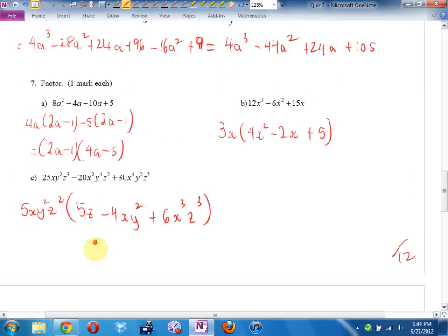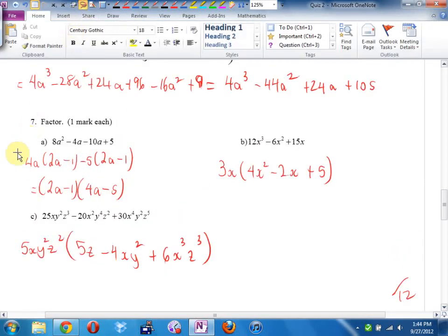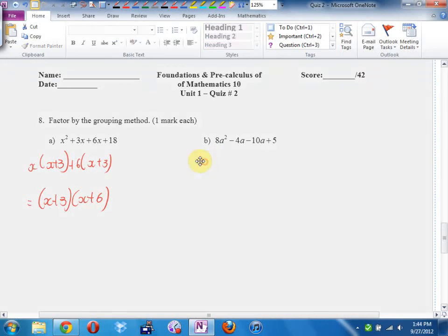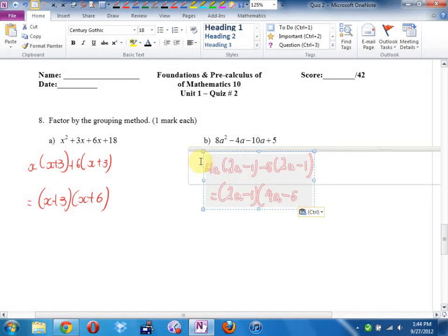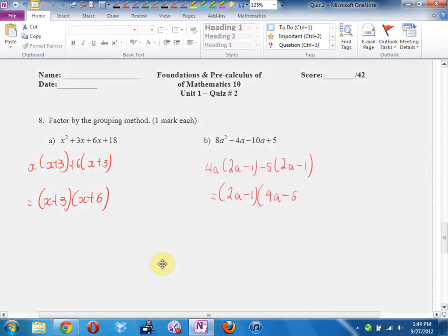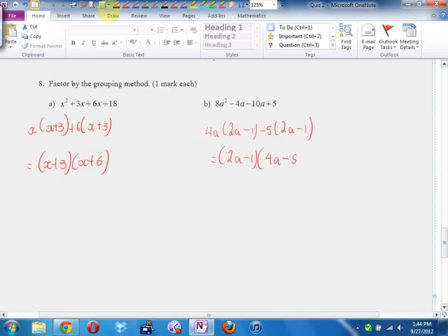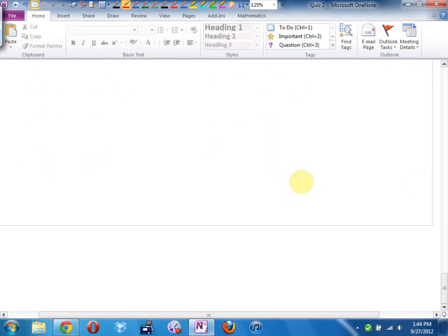B, oh, I'm going to be lazy. Copy. Isn't this cool? Paste. I got that. Oh, I lost my bracket. Here, bracket. 1 mark for each of those. So that gives yourself a score out of 2.